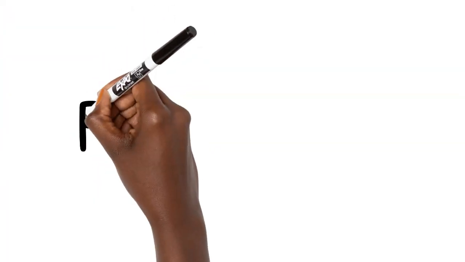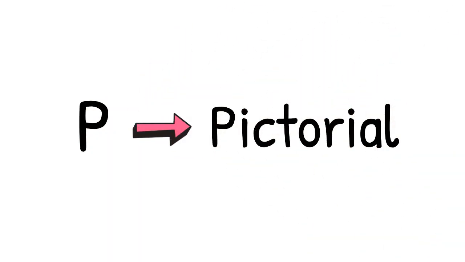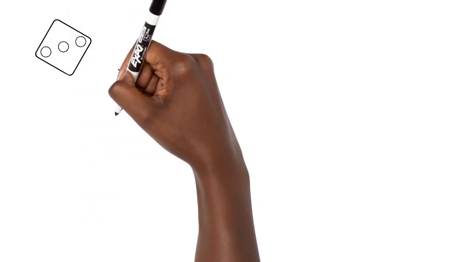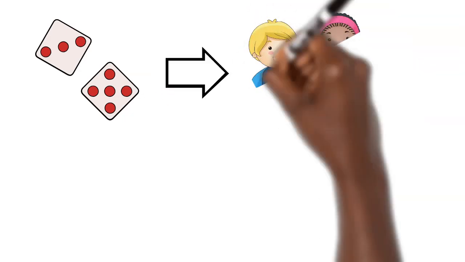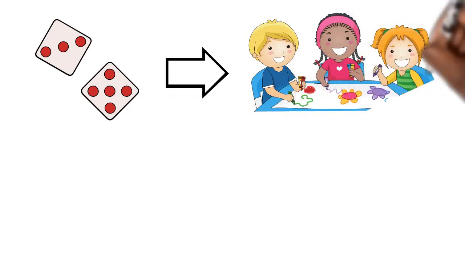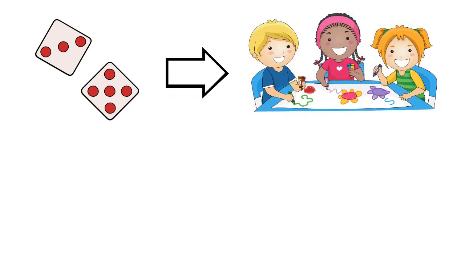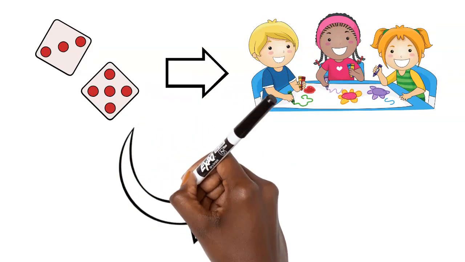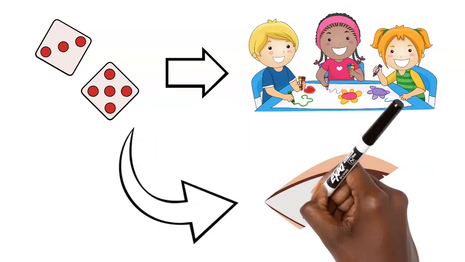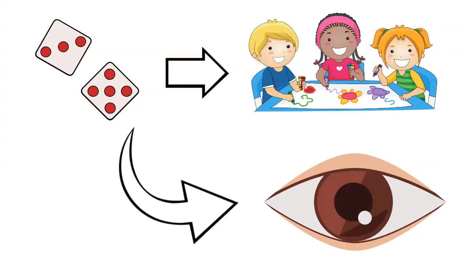The P in CPA stands for pictorial. So once our children are confident in using concrete materials, they can move on to drawing pictorial representations or pictures or simple sketches of objects. This way they are moving away from the concrete materials but still really benefiting from visual support.